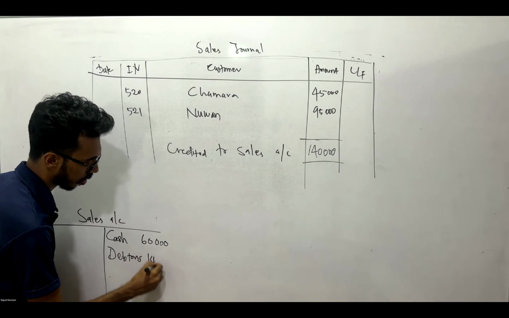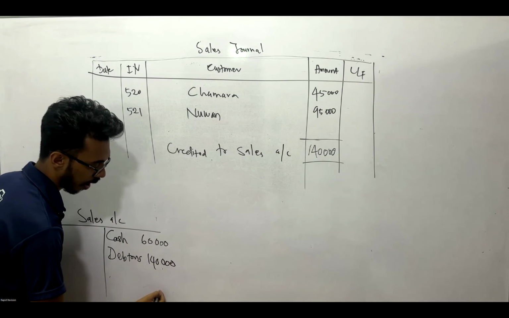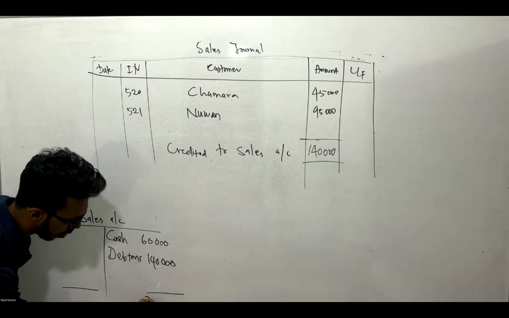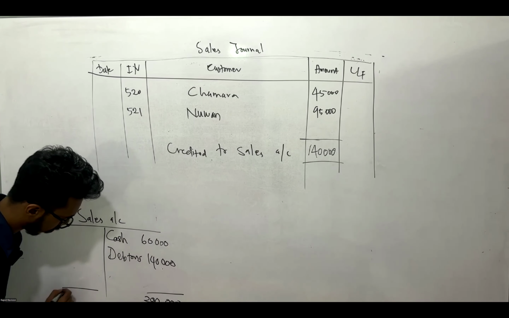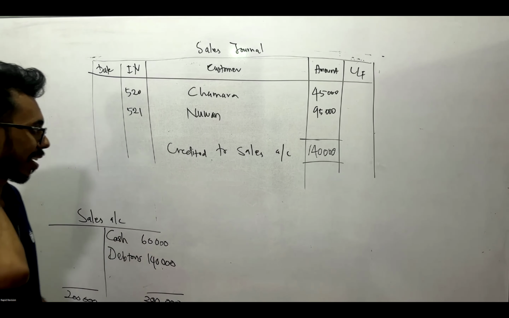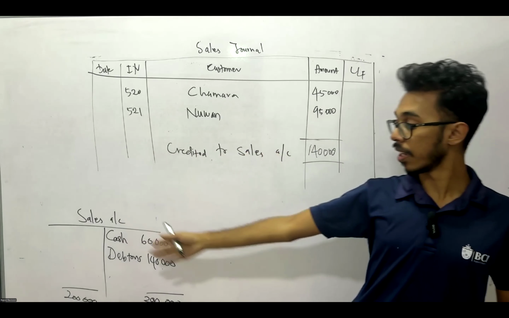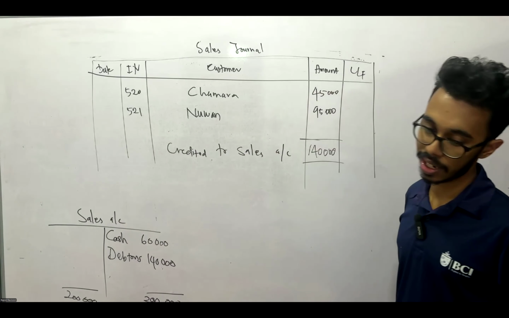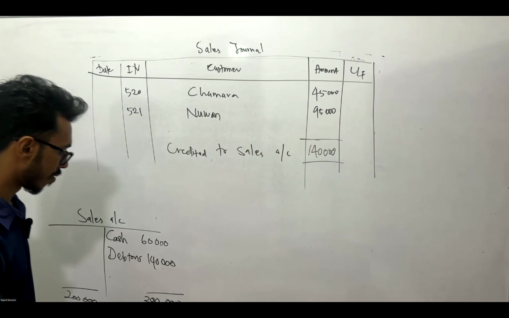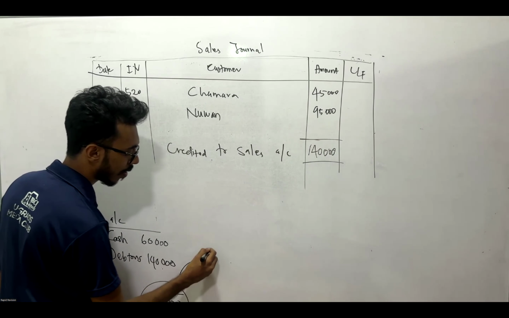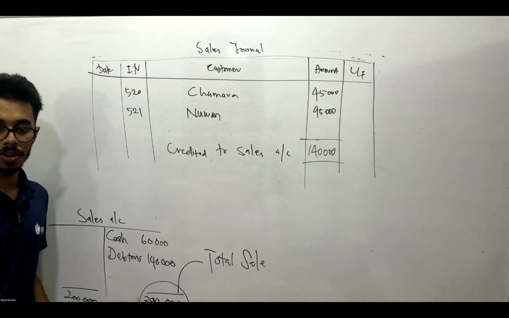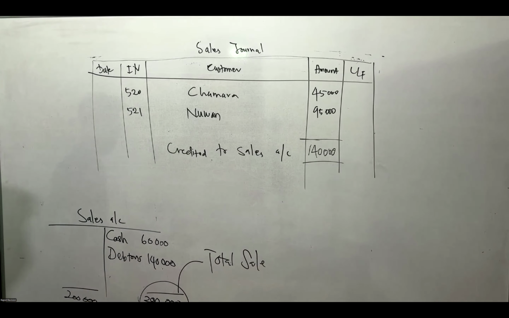Debtors 140. So the total of this account will be now. You take the total. That is 200. So the balance brought forward of this particular sales account is 200,000. Sales, like 200,000, after the sales account which we have done now. So when you prepare the sales account, this figure you can understand is the total sale. Total sale is this, right?